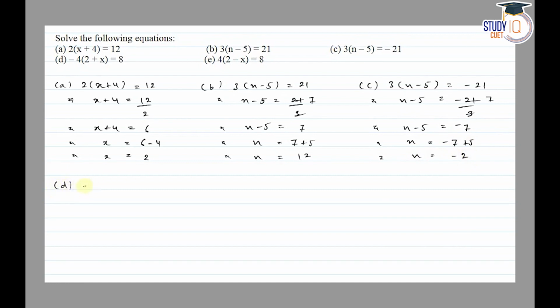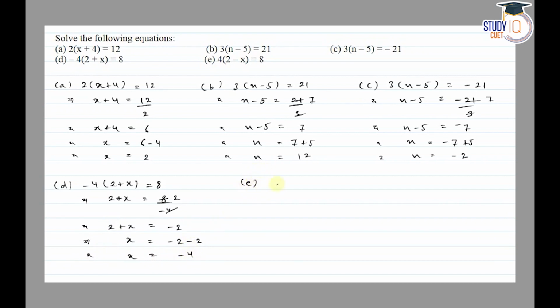Then part D is -4 into 2 plus x is equal to 8. So 2 plus x is equal to 8 upon -4. -4 को इधर शिफ्ट कर देंगे, 4 से कैंसिल आउट हो जाएगा 8 2 टाइम. So 2 plus x is equal to 2 upon -1 is equal to -2. x is equal to -2. 2 को इधर शिफ्ट करेंगे, साइन चेंज हो जाएगा, -2. So x is equal to -4.